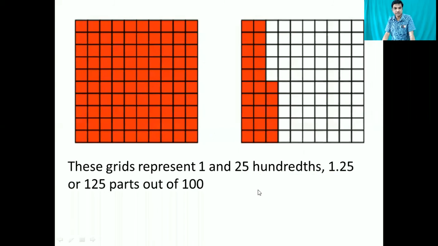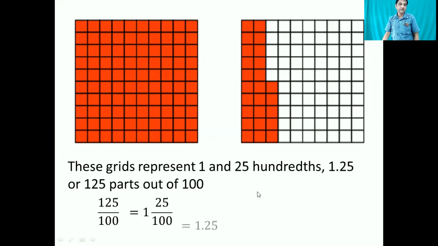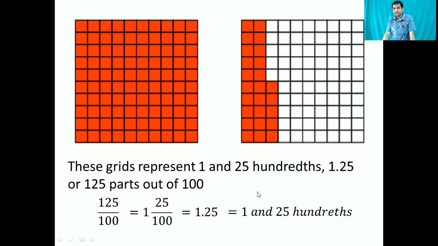And how are we going to represent this in decimal form? We are going to represent 1 whole and 25 out of 100 as 1.25. I read it as 1 whole 25 hundredths. This is all about how we convert a fraction into a decimal. In the next video, we'll see how to write a decimal number as a fraction.